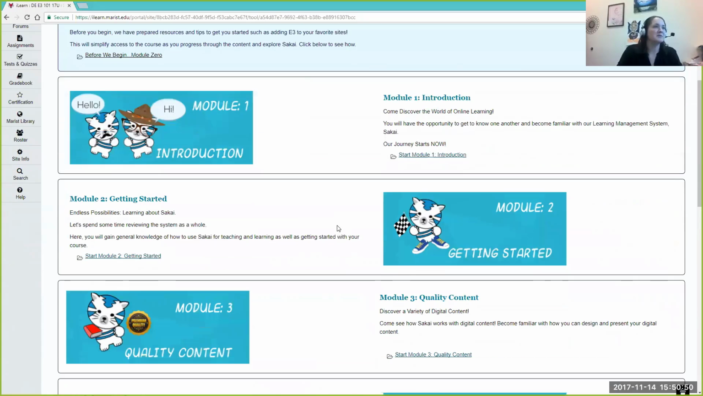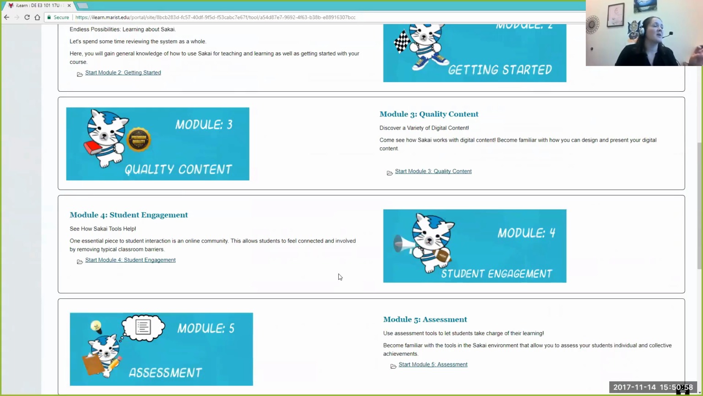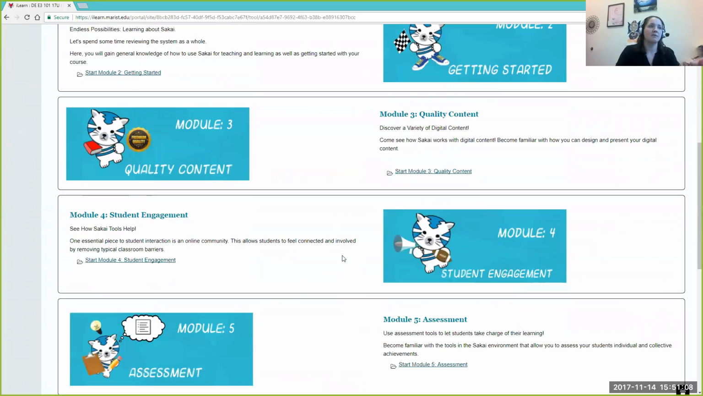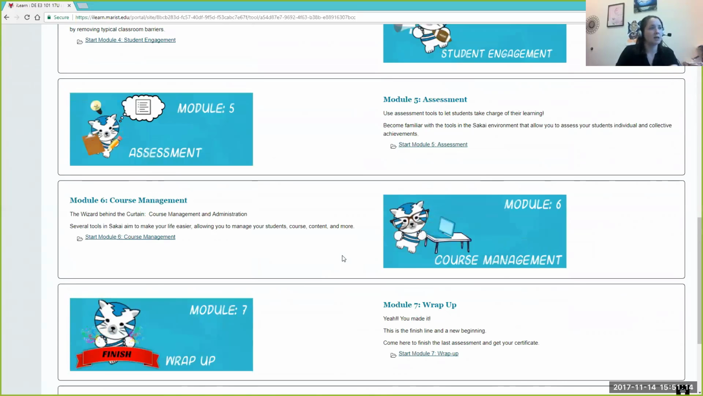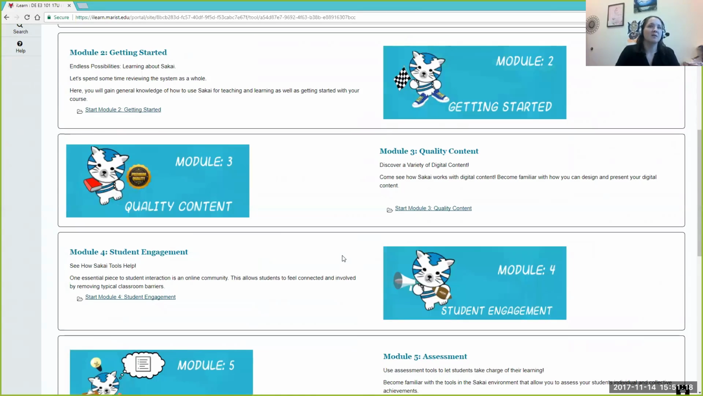We used and abused our little Sakai friend here. As you can see, he makes a couple of appearances. I had a little bit of fun in Photoshop. We divided it up between an introduction, which is kind of the equivalent of your module 0. Let's get familiar with Sakai in general. Getting started, a lot of what we talk about there is communication, quality content, student engagement, assessment, course management, and a wrap-up. So that's kind of neat. We talk about that.